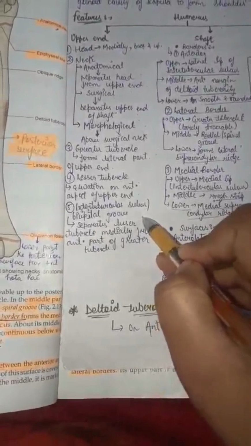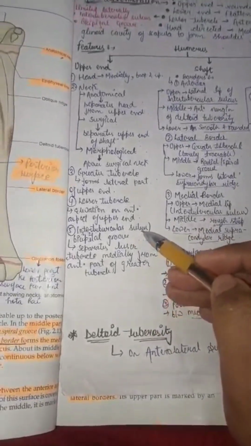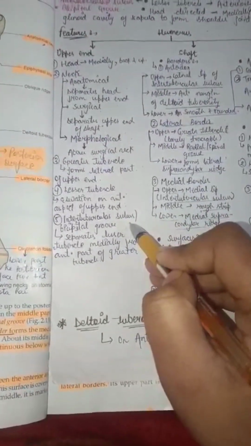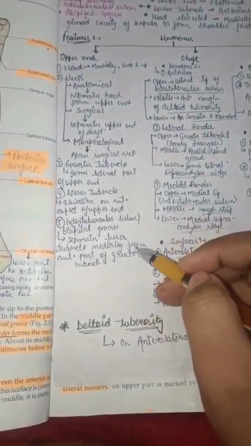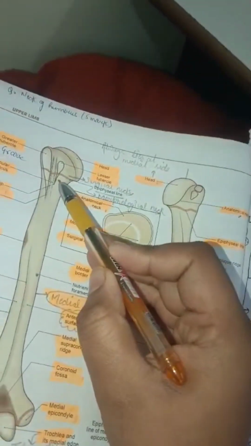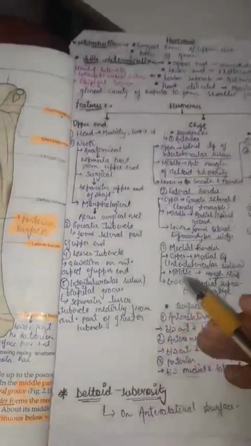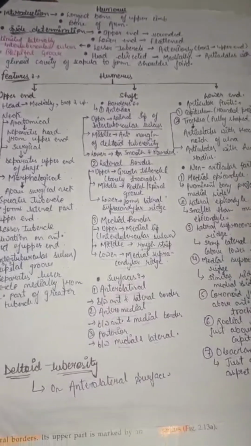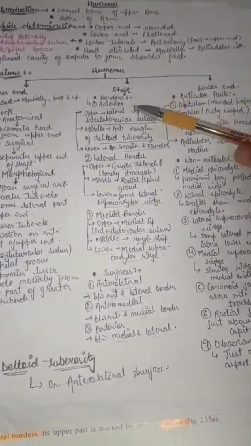The last we have in upper end is the intertubercular sulcus, also named as bicipital groove. This one separates lesser tubercle medially from the anterior part of the greater tubercle. Now let's come to the shaft.